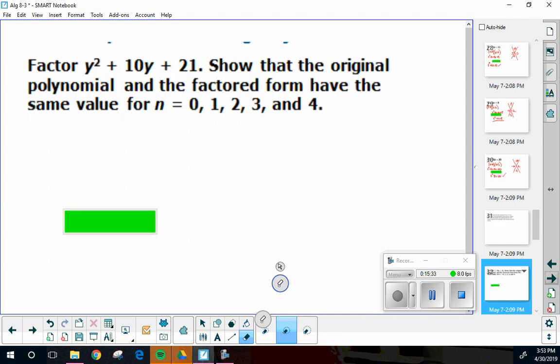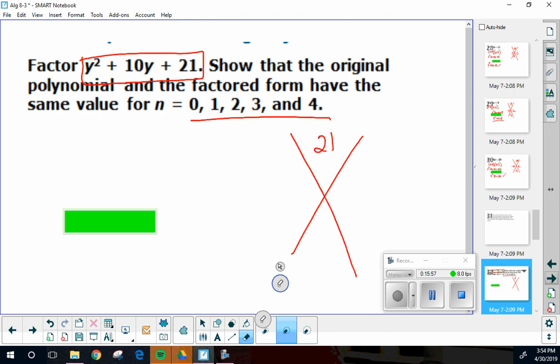Okay, and to prove that they are the same thing, you can show that the original polynomial and the factored form have the same answers when you plug in different numbers for them. So we're going to factor this out right here. That is y squared plus 10y plus 21. We'll do what we've been doing. Put a 21 here and a 10 right here. This is 3 and this is 7. So our binomial is x plus 3 factored out times x plus 7.